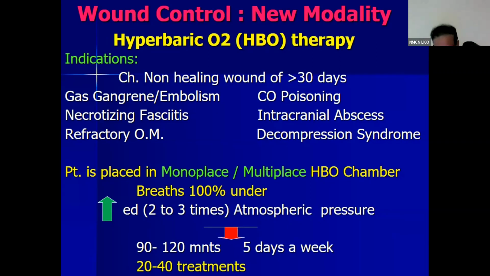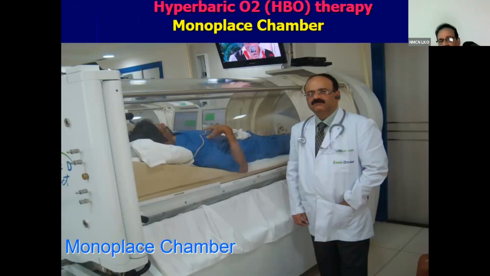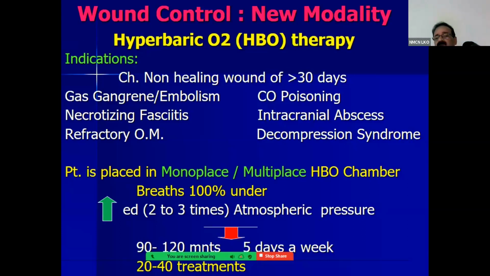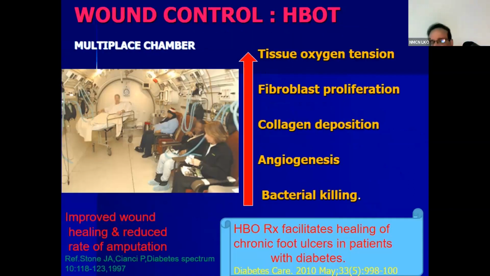Then comes hyperbaric oxygen therapy. In hyperbaric oxygen therapy, we put the patient inside a glass chamber. This is a monoplace chamber, or a number of patients can sit simultaneously in a very big chamber, and they are exposed to high pressure oxygen, that is 100% oxygen under 2 to 3 times atmospheric pressure. This therapy is given for 90 to 120 minutes, 5 to 6 days a week, and a total of 20 to 40 treatments are given. This much pressurized oxygen inhalation causes increased tissue oxygen tension, increased fibroblast proliferation, so more granulation tissue formation, collagen deposition, increased angiogenesis, and bacteria killing.